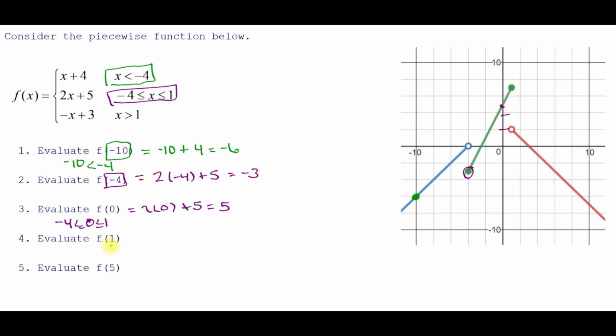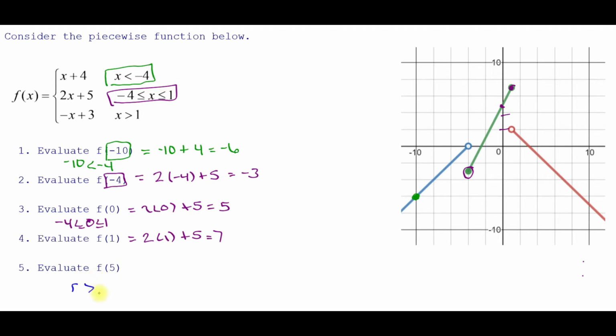Next, we're going to evaluate f of 1. So again, that is included in this region that we have outlined in purple here. So again, we're going to use this 2 times 1 plus 5, which gives us 7. So here at 1, we are getting the value of 7, which is this point right here.